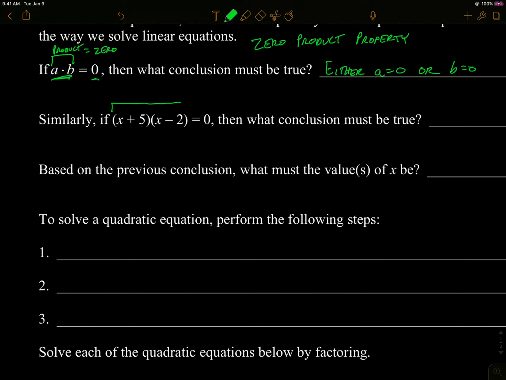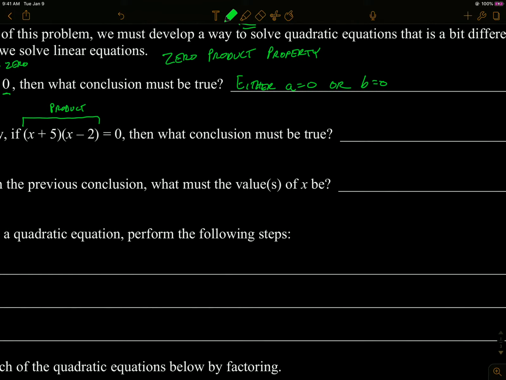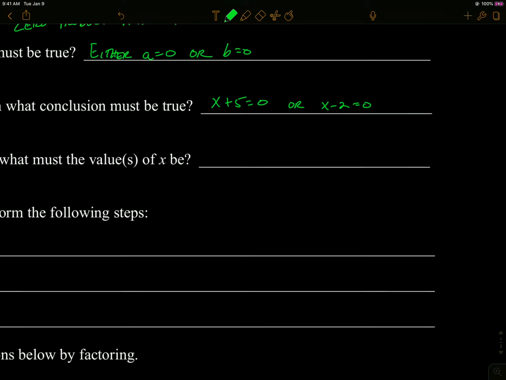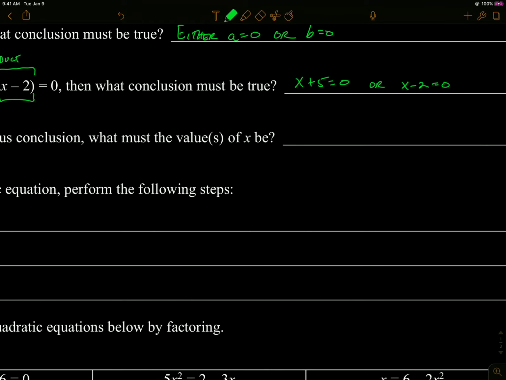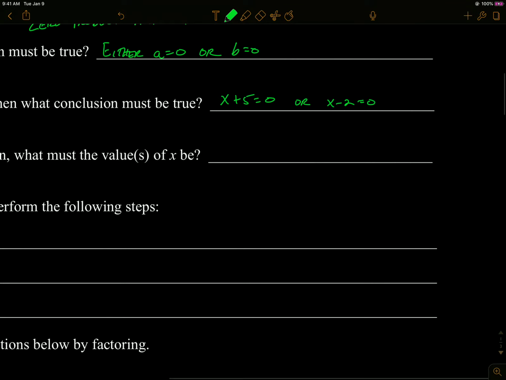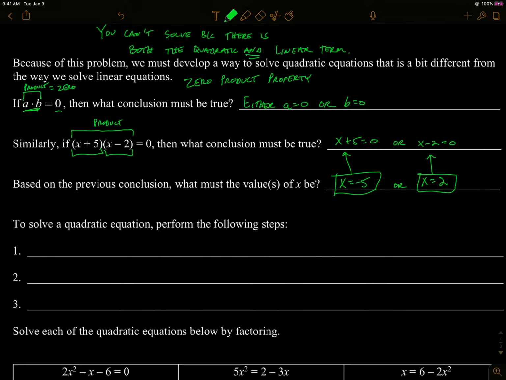So here's the zero product property again. This is a product. So the conclusion that must be true is that x plus 5 must be 0 or x minus 2 must be 0, because this is the first factor, that's the second factor. So when either one is 0, then the whole thing equals 0 by the zero product property. Okay. Then once we know each factor is equal to 0, what must x be? Well, if x is negative 5, that's going to make the first one 0. And if x is positive 2, that makes the second one 0. So those would be your solutions to this equation here.